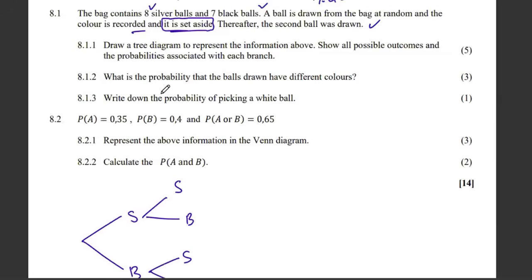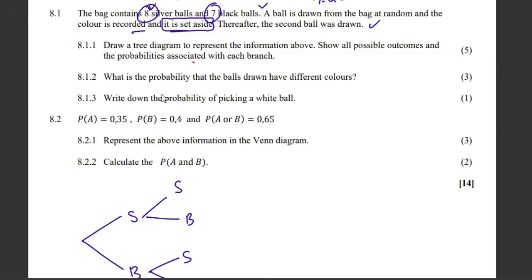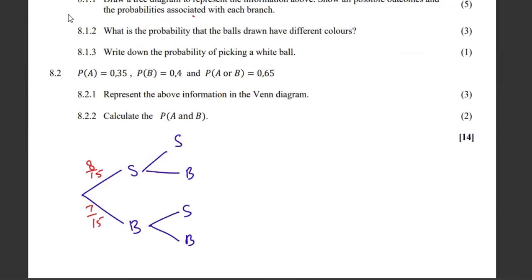So we know that in total we have 8 plus 7, which is 15 balls. Now, when I look at the silver, it's going to be 8 over 15. This is 7 over 15. Now, if the first ball picked was a silver, the silvers are going to reduce to 7, and the total will reduce to 14. The blacks are still going to be the same. If the first ball was a black, then the blacks will reduce to 6 over 14. The silvers will still stay intact.